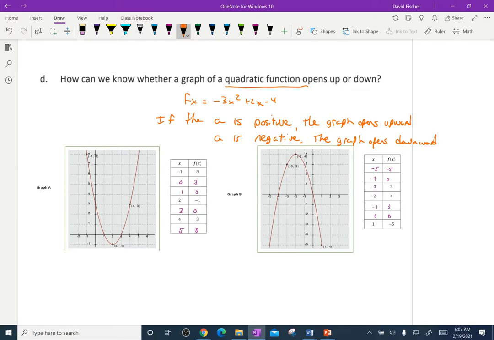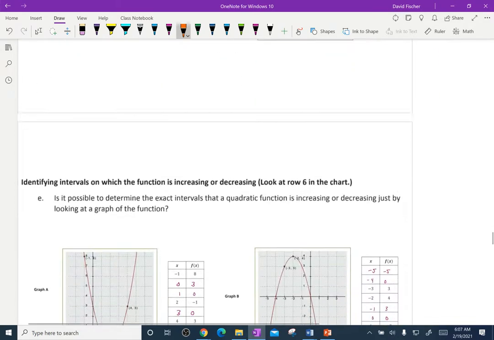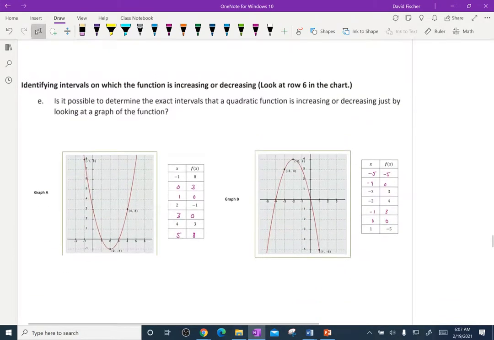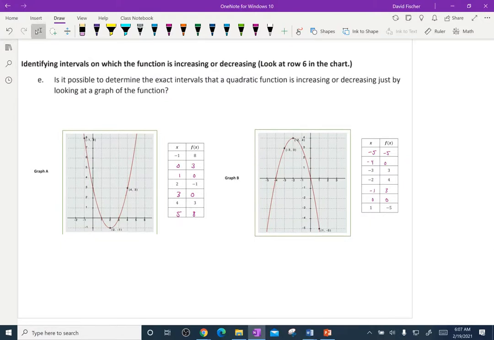Okay. Is it possible to determine the exact intervals that a quadratic function is increasing or decreasing just by looking at a graph of the function? It's kind of interesting. As I was reading this one, it says look at row 6 in the chart. So 1, 2, 3, 4, 5, 6 is right here. 1, 2, 3, 4, 5, 6 is right there.